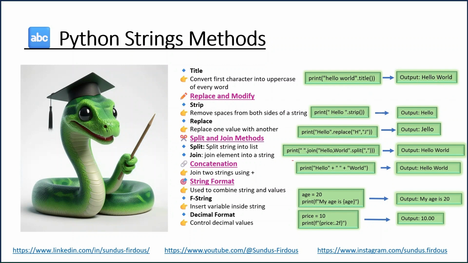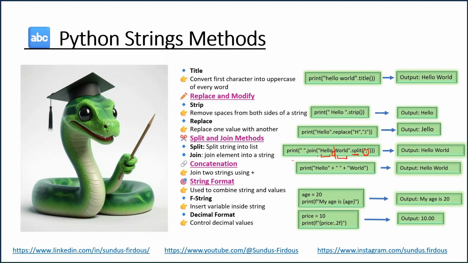See this split and join method. So how can we use it inside our string? The split method will split the string wherever this comma exists. So the comma exists here, and it will split the string into two parts. Okay, and the comma will be removed. So it will get split into two parts.